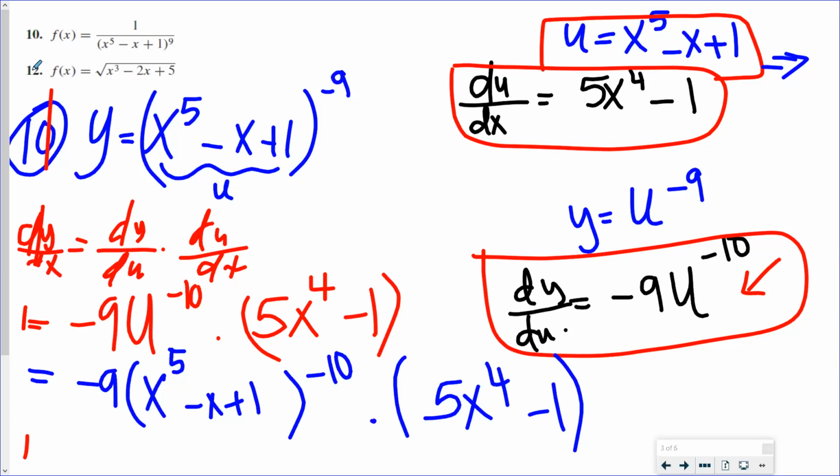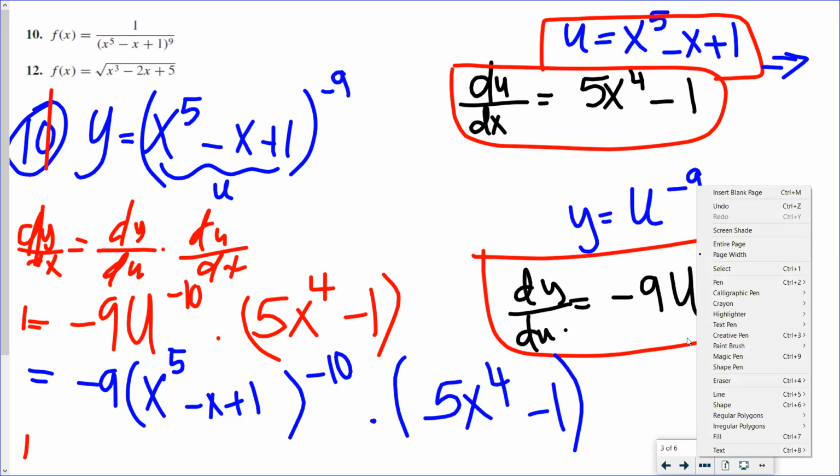Let's do now number 12. First, is it clear? Yes, teacher. I think it's clearer than yesterday. Yesterday I was confused.